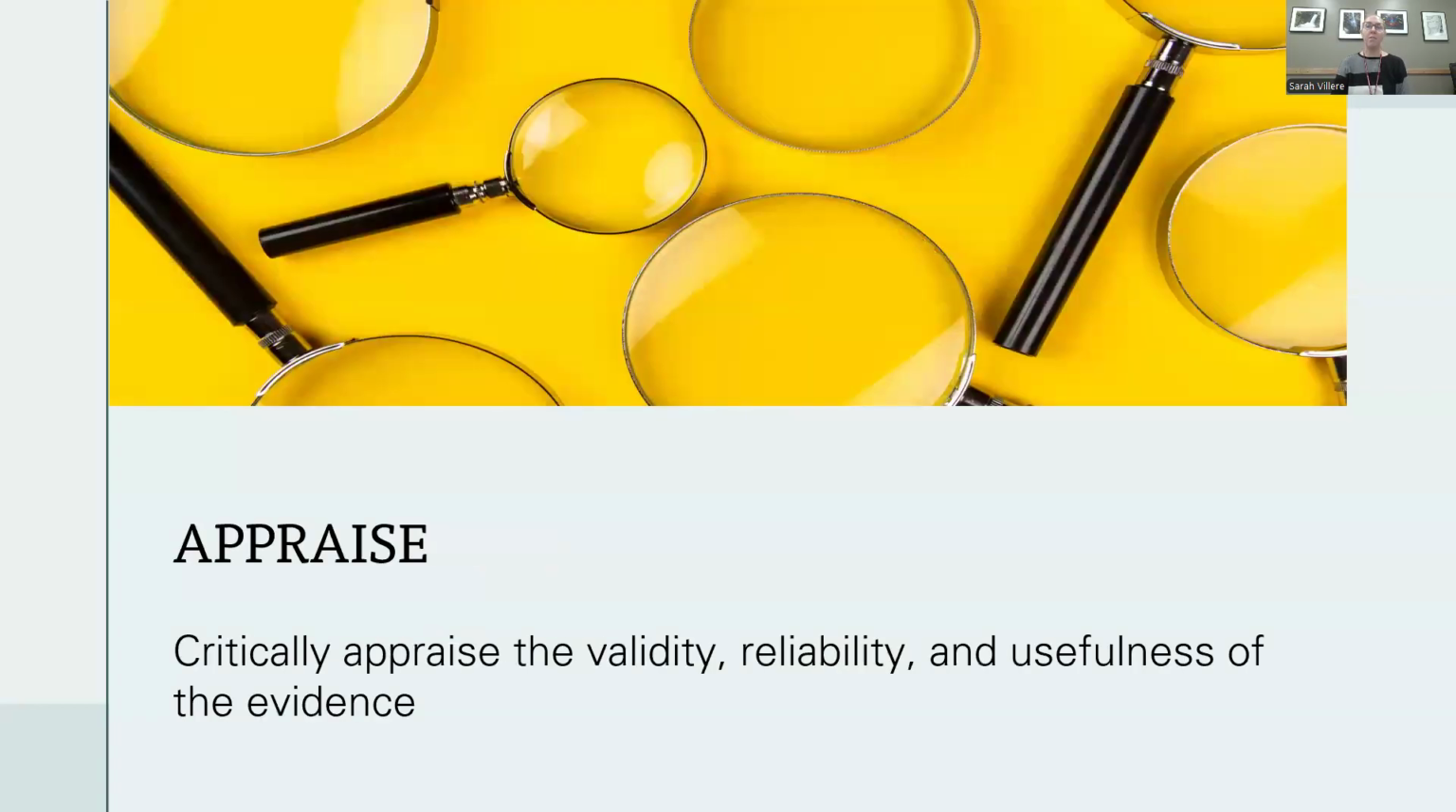So now that you've asked your question, you found your evidence, the next step is appraise, which means critically appraising the validity, reliability, and usefulness of the evidence. So this step is really about understanding the results of your search. It's a systematic way to judge the strength of your evidence in relation to your question. And it looks for any methodological flaws or potential biases, and it helps you make sense of the results.